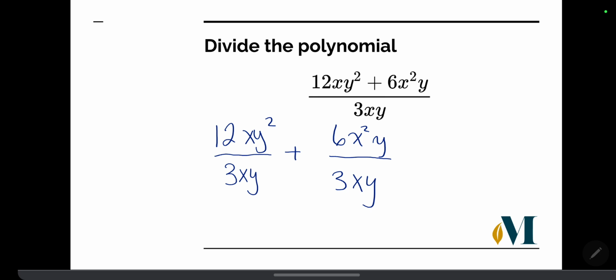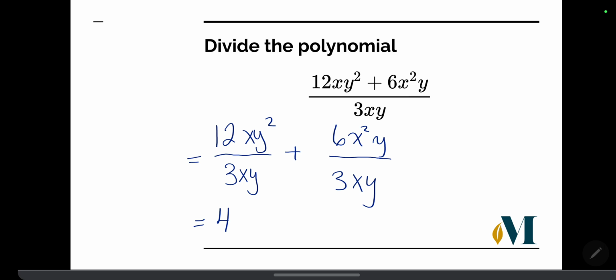For 12xy squared divided by 3xy, let's talk about the coefficients first. We have a 12 and we have 3. What is 12 divided by 3? It is 4. So let's put that 4 right down there. Now let's look at our x. We have an x over an x, just like we have 2 over 2, which gives us 1. If we have x over x, this is also going to be 1. So let's cancel that out. We're not going to worry about it anymore because it's going to disappear.